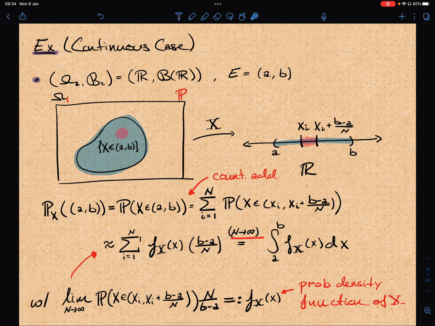By taking n to infinity, we see that this is going to be equal to an integral from a to b. The probability of X, the induced probability function, or the probability distribution, is going to be given by an integral of some function f of x, which we call the probability density.